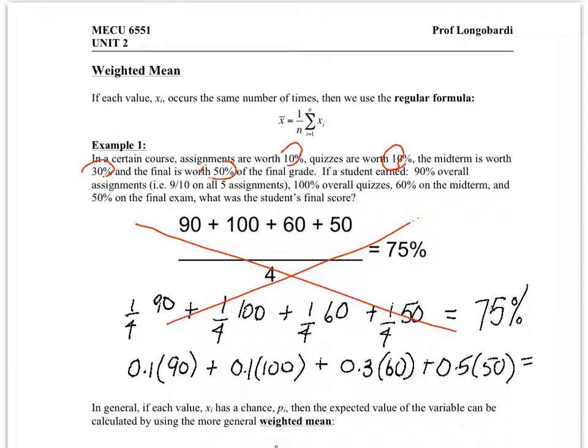What is the answer? Punching this in your calculator, being aware of the order of operations, will give you the answer. 62% is the final score. It's lower than if all the components were equally weighted. In fact, the final exam was poorly done by the student, as was the midterm, in spite of his high quiz and assignment grade.